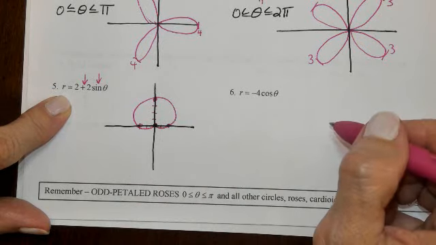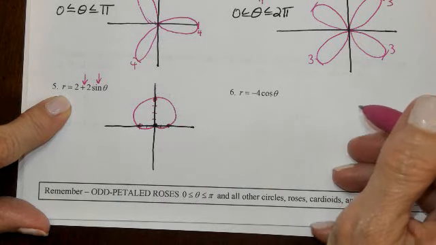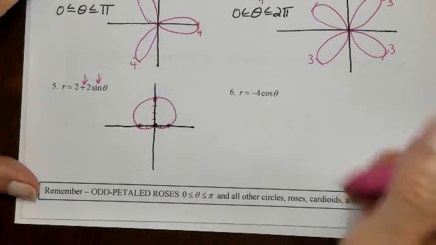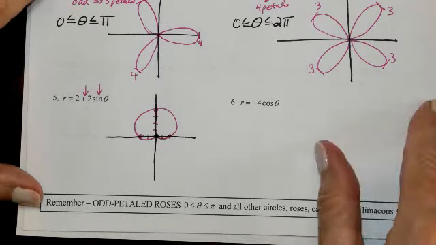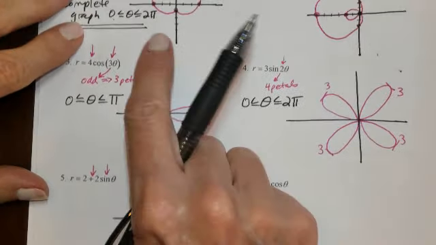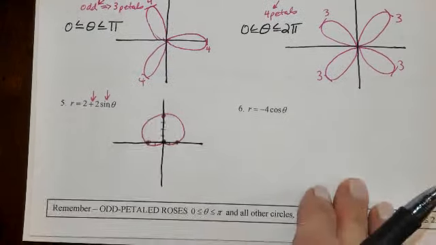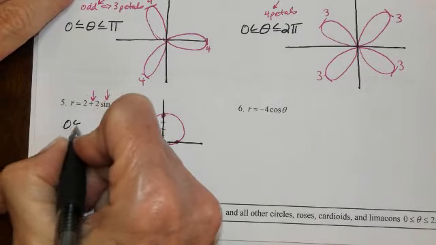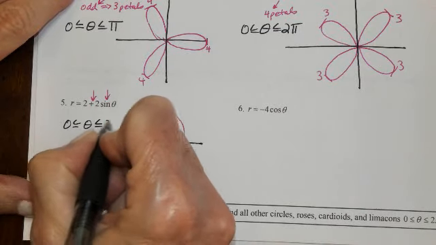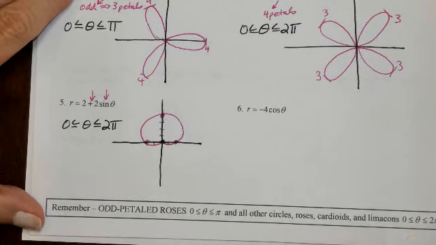Okay? That's it. So what do you think this needs? It's so much like a limacon. This will also need the 0 to 2 pi. So this one also needs 0 to 2 pi. Okay?